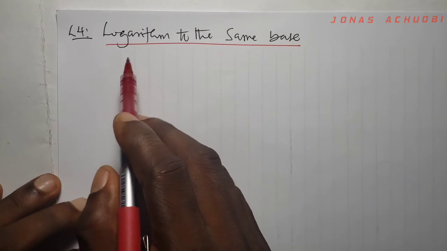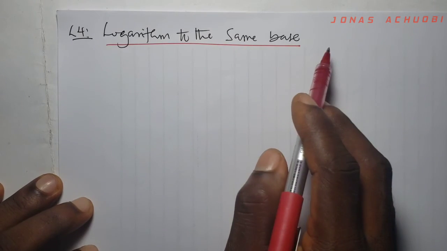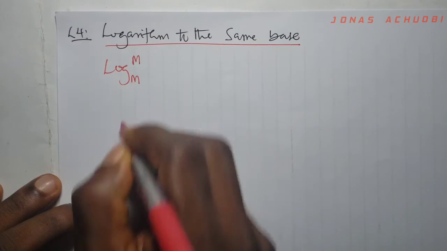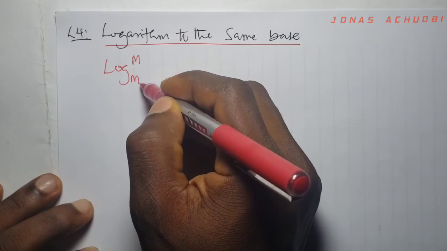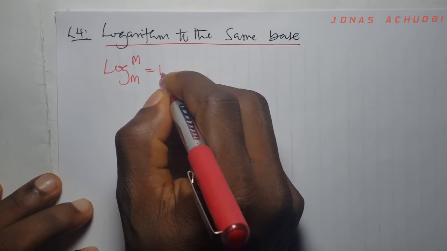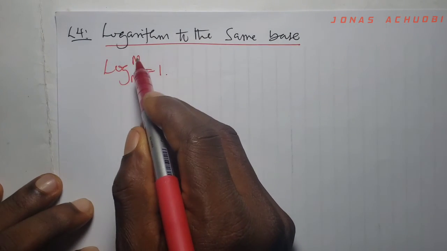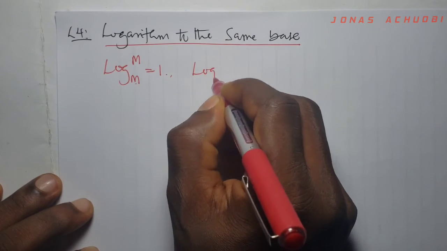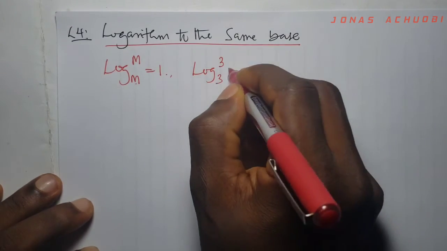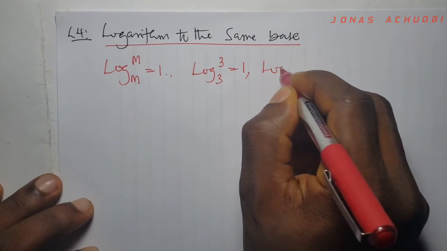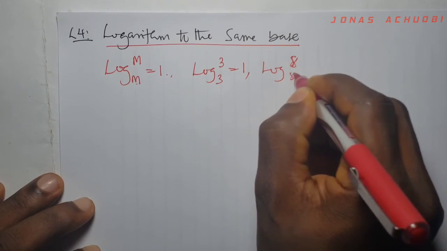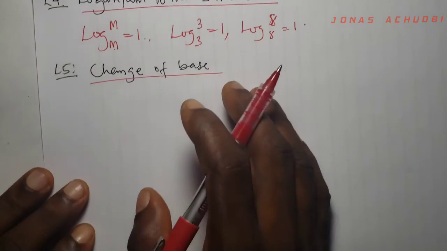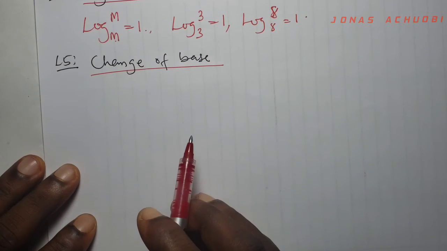The next one is logarithm to the same base. So if we have log m and the base is also m, the logarithm of the number and this base are the same. This is equal to 1. That's all. So we say that log to the same base is 1. For instance, the logarithm of 3 in the same base 3 is 1. The logarithm of 8 in the same base 8 is 1. And that's it. Law number 5, which we call change of base.